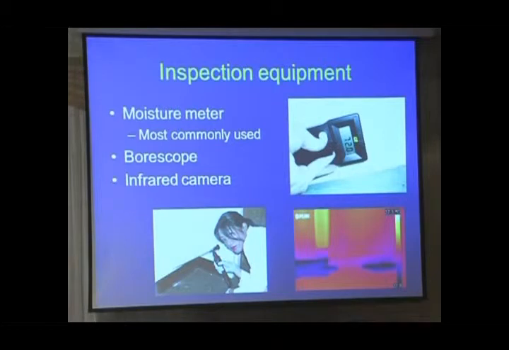There's more expensive and more detailed equipment. This is a borescope, which basically you drill a hole in the wall and you can look into the wall itself. And then there's infrared cameras. Water, as it evaporates, pulls heat out of the environment, and that's how you can see dampness.